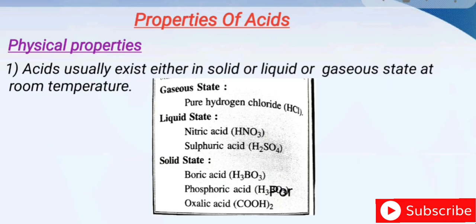Physical properties: acids usually exist in solid, liquid or gaseous state. Pure hydrogen chloride exists in the gaseous state. Nitric acid and sulfuric acid exist in the liquid state. Boric acid, phosphoric acid and oxalic acid exist in the solid state.